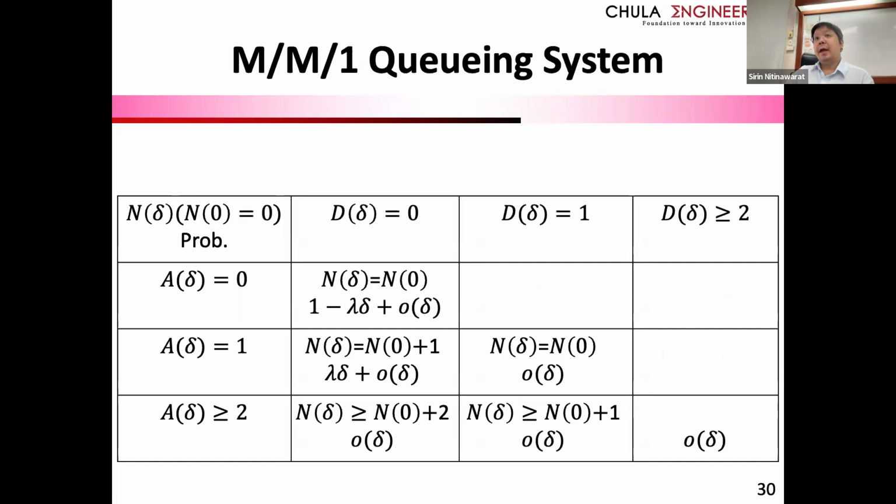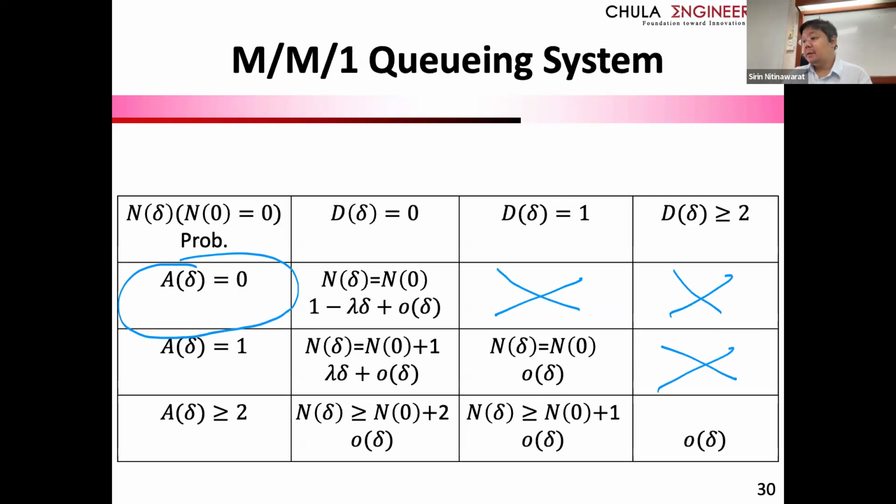Certainly, if there is no customer in the system, there can be no departure, right? So some options come with exactly zero probabilities. You start off with no customer in the system and there is no arrival. How can there be any departure? So these two events have exactly zero probability.